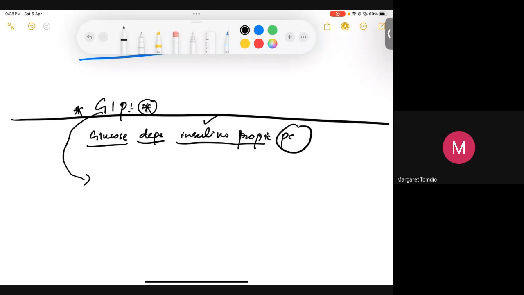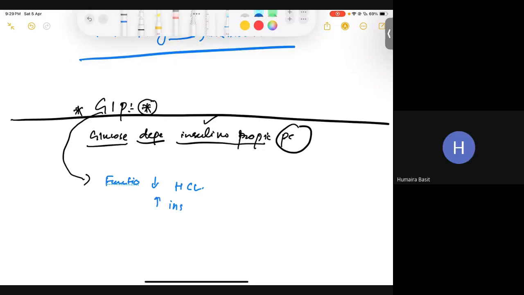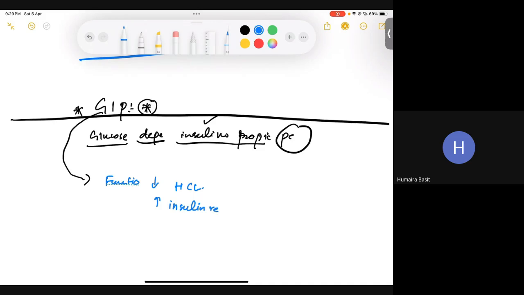So why do we use the other name, gastric inhibitory peptide? Because it's also going to inhibit HCl release. What's the function? Inhibition of HCl. What else? It would increase insulin release, yes. Increase insulin release, as we discussed.